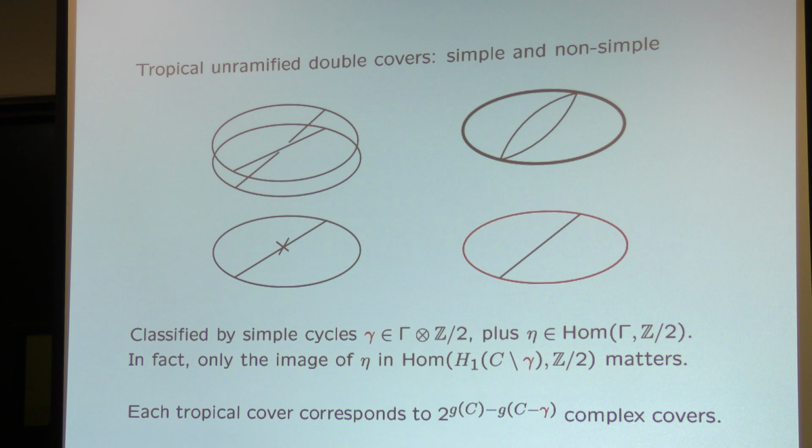Now we have a problem with these non-simple ones. For every simple one, there is a unique way to lift this picture to the complex double cover, for the complex curve. But for these ones, there are many ways to lift it. For instance, this one lifts to four possible ways, because the complement of gamma is just one interval and it has no genus, so this tropical double cover leads to four complex ones.